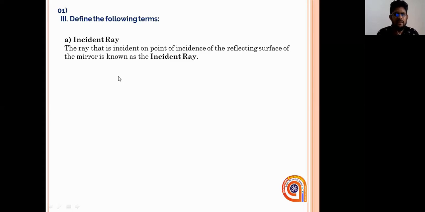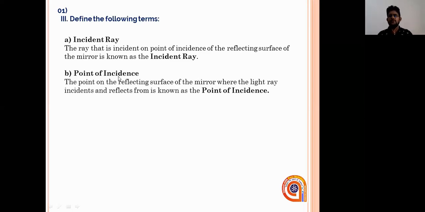And the second word is point of incidence. So what is this point of incidence? That is the point where the light ray will be incident and reflecting from the surface. This point will be marked on the reflecting surface, and that is the point where the normal will also be imaginarily drawn. Accordingly, the point on the reflecting surface of the mirror where the light ray is incident and reflects from is known as the point of incidence.